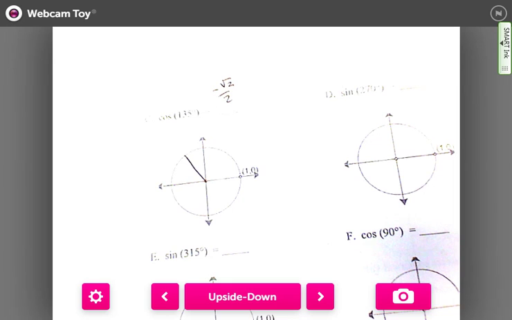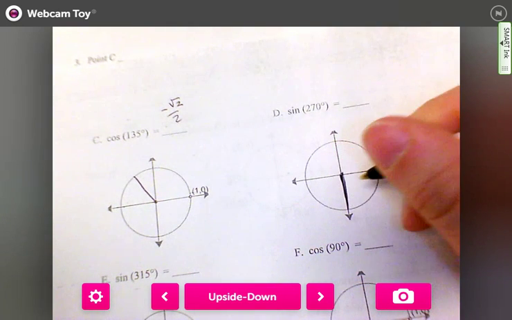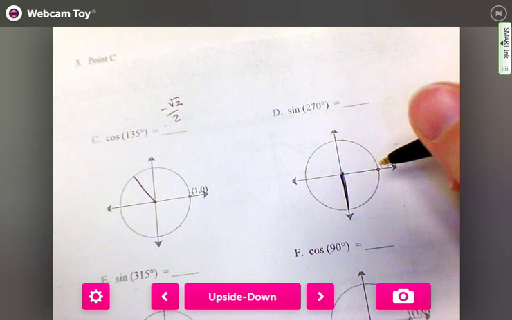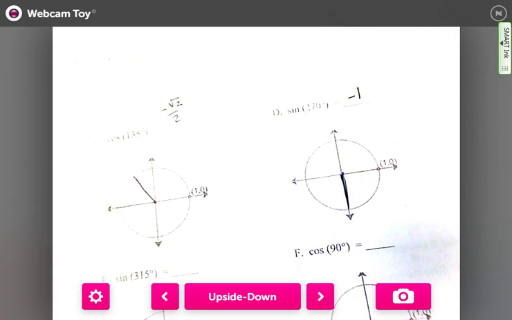All right, so then I am going to look at 270. 270 is right here. I want the Y value for that because it's asking for sine, so that's how I got negative 1. How are we doing with this? Does this make sense where I'm getting this information from? Okay, so you have your unit circle in front of you, right? Because you cannot do this without your unit circle. So that is the most important part, is that you have that out.